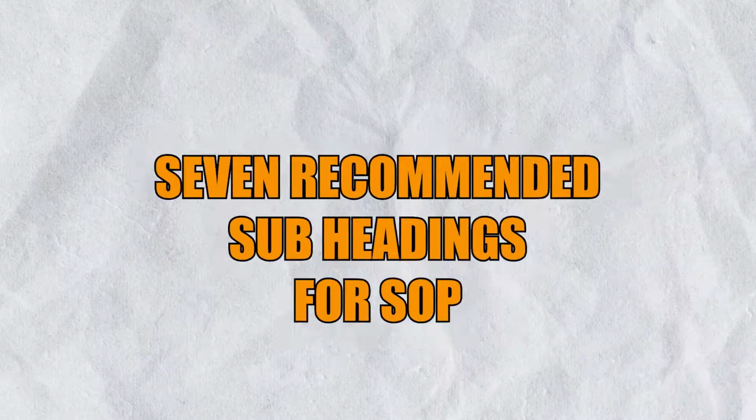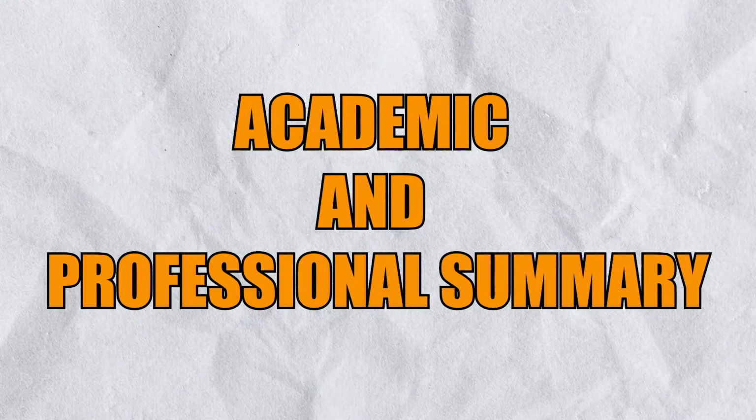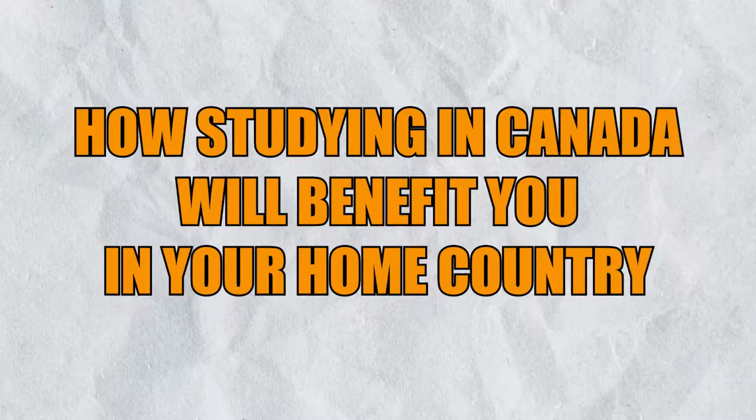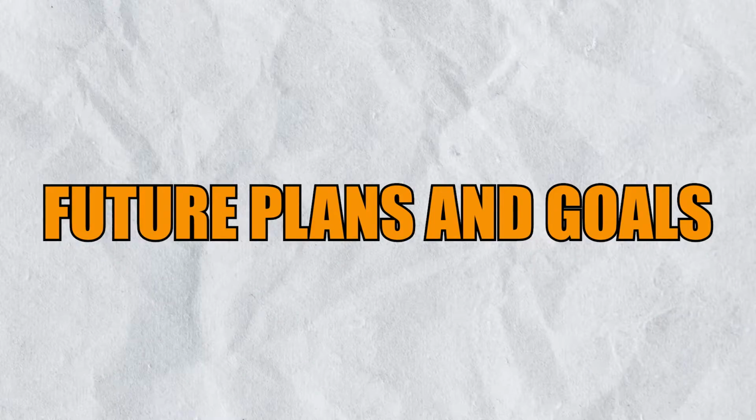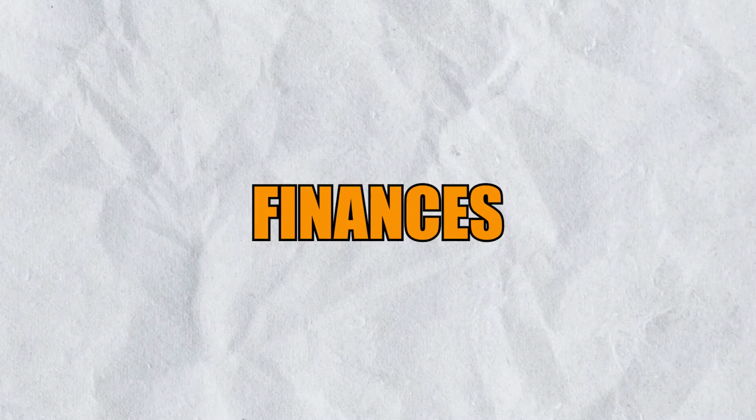There are basically 7 subheadings that I recommend for every SOP. They are: 1. Introduction. 2. Your academics and professional summary and why you want to study the program in Canada and why you're not studying in your home country. This is also known as your purpose of study. 3. How studying in Canada will benefit you in your home country. 4. Your future plans and goals after your studies. 5. Your home ties. 6. The finances that are available for you to study in Canada. And 7. Conclusion. Trust me, I don't think there's a need for more than these 7 headings.